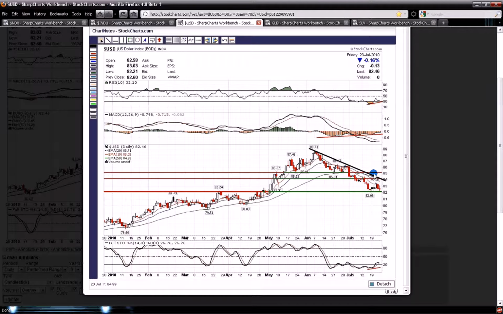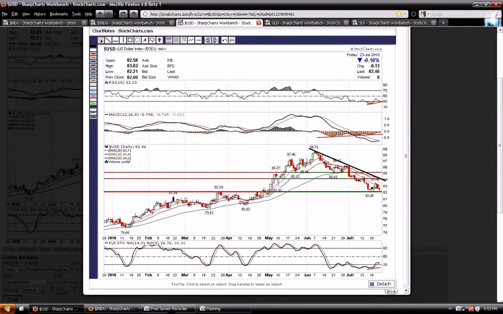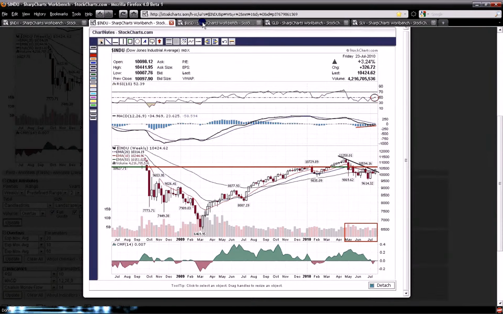I know 2 points on something that's 80 doesn't seem like a lot, but when it comes to currencies, a dollar move is pretty decent size. And the dollar's starting to look pretty strong. I'm going to go back. You know what? Let me go back to the. This is the weekly on the dollar.